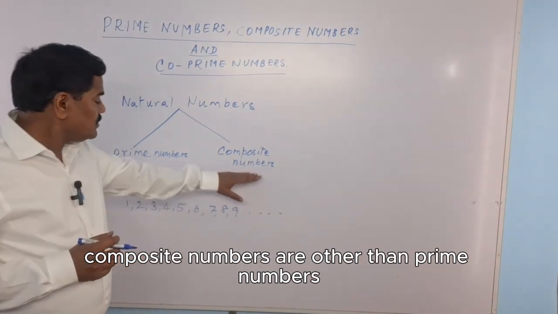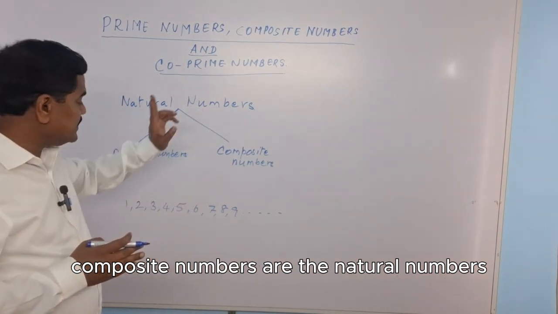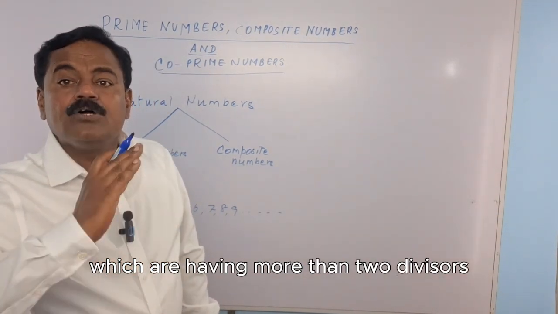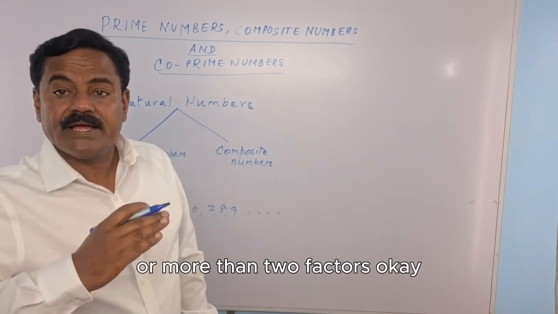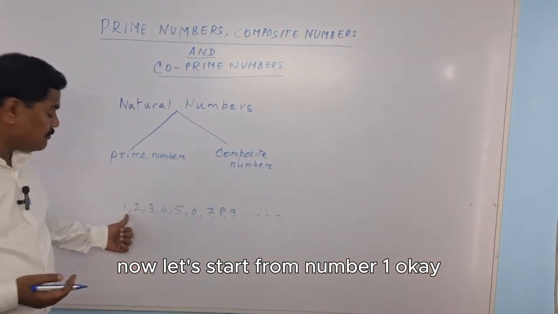Now coming to the definition of a composite number. Composite numbers are other than prime numbers. Composite numbers are the natural numbers other than prime numbers which have more than two divisors or more than two factors.